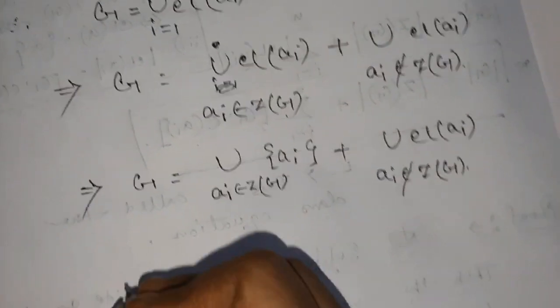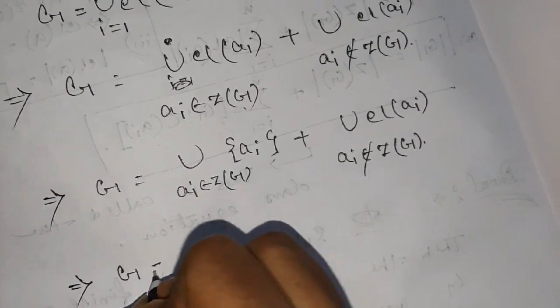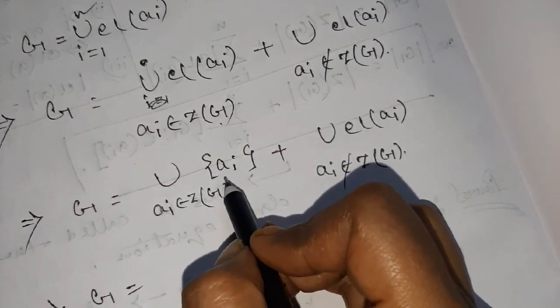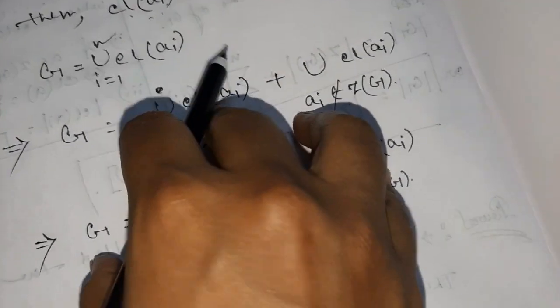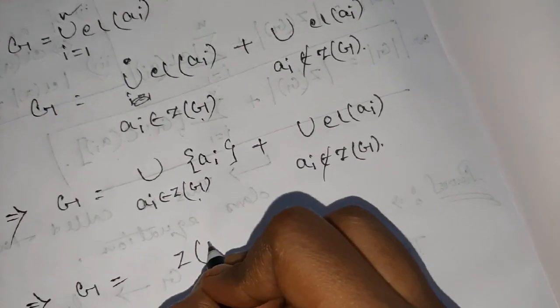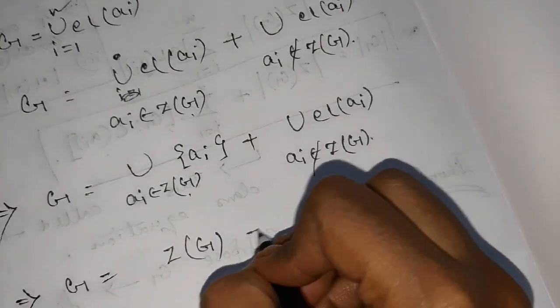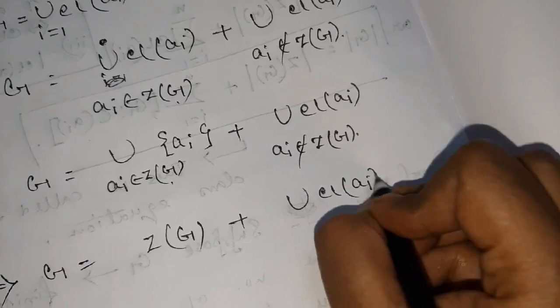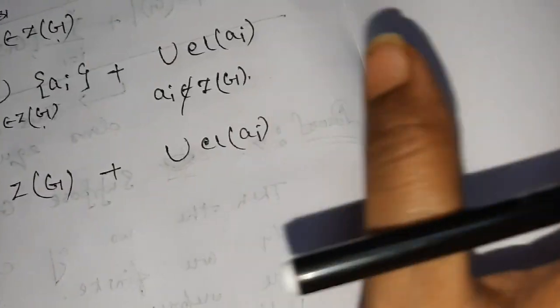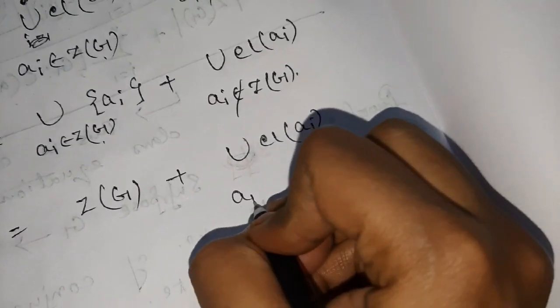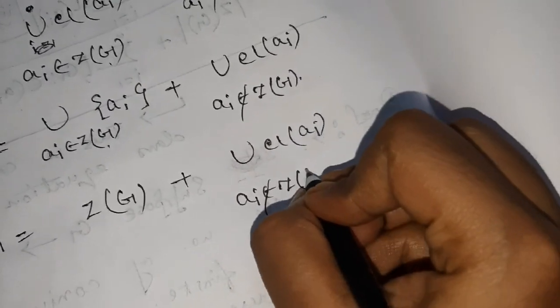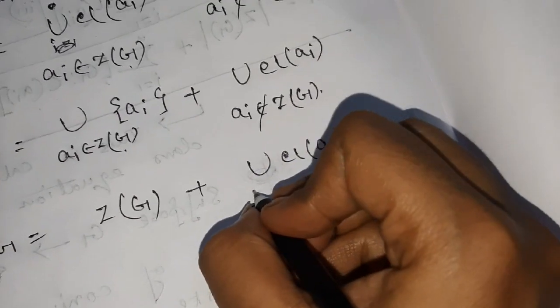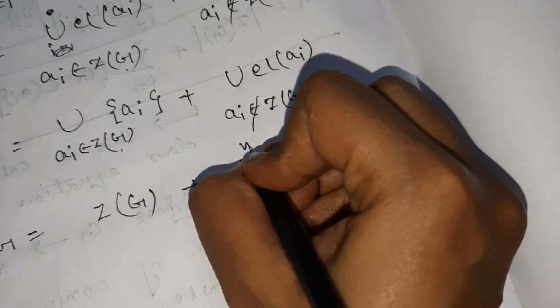Okay, now implies G equal to, now union of all those elements which are from ZG, this all together will form the ZG. So G is equal to ZG plus all those union of class AI which are not in ZG. Suppose I am writing this as I equals to 1 to n. Okay, so this is clear.